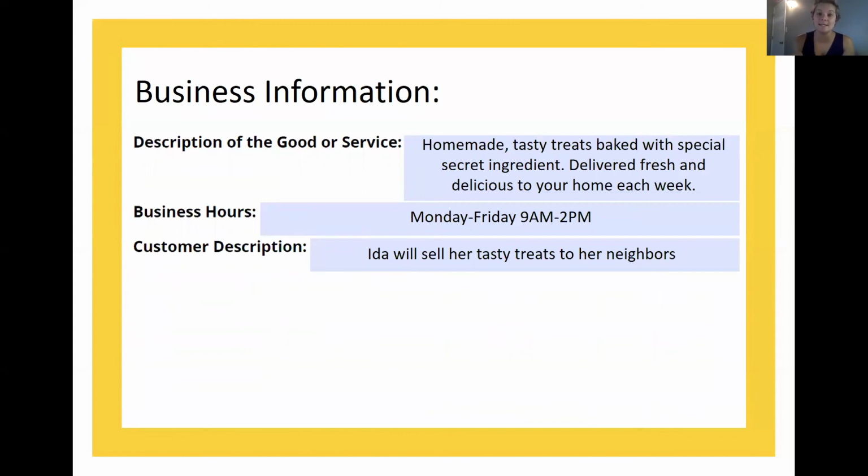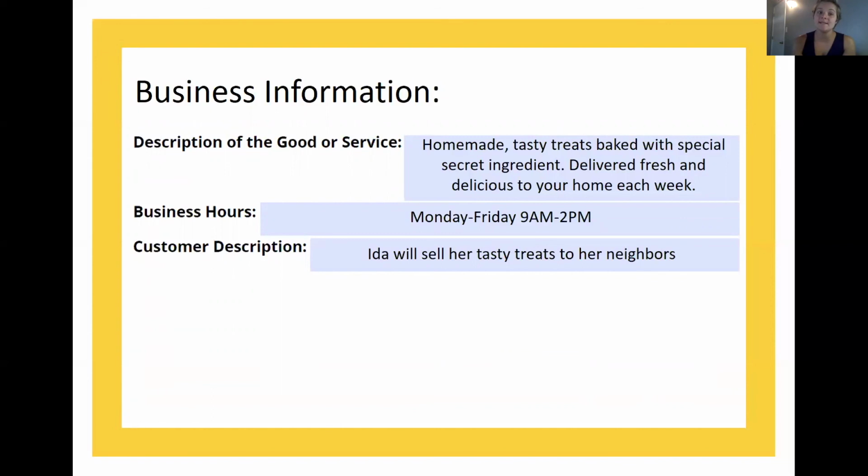And so the last part of this activity, what you're going to do is provide business information. And so your business information is going to be a description of your goods or your service, your business hours, and your customer description. So I'll read you what Ida has filled out for hers. Her description of her goods or her service is that they are homemade, tasty treats baked with a special ingredient and delivered fresh and delicious to your home each week. Her business hours are Monday through Friday, 9 a.m. to 2. And her customer description is that Ida will sell her tasty treats to her neighbors.